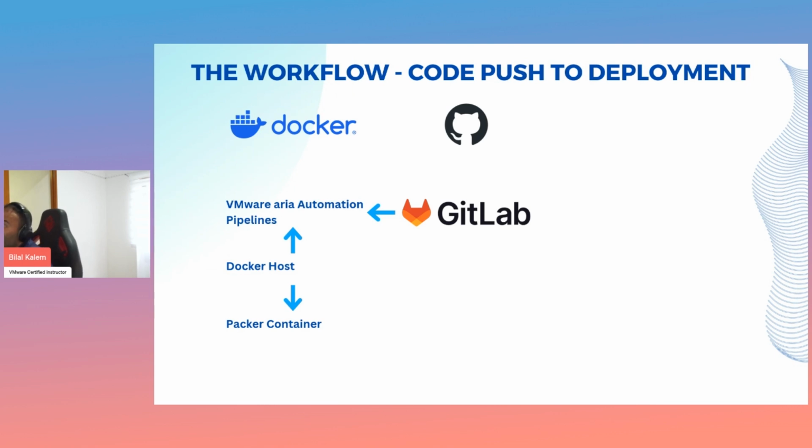So once the container is up and running, one of the first tasks is to execute a cloning. We will clone the Packer repository from GitLab. Okay, we have a container. Now we will get inside the container containing Packer. We will get all the content.